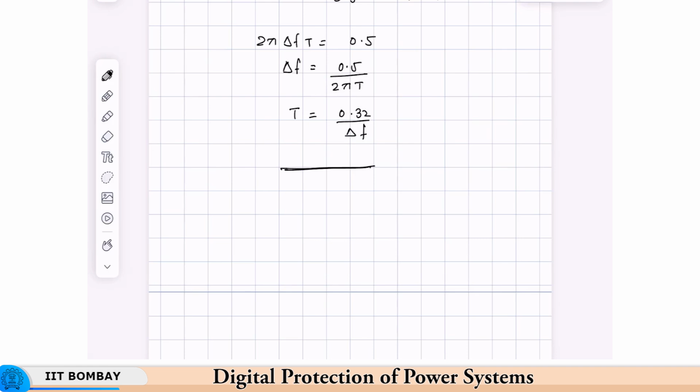So what are our three voltage signals? Va of t, say, Vm cos of omega naught t plus phi. We could take phi as 0, but let us generalize it as far as possible. That is why we have taken some phi here.